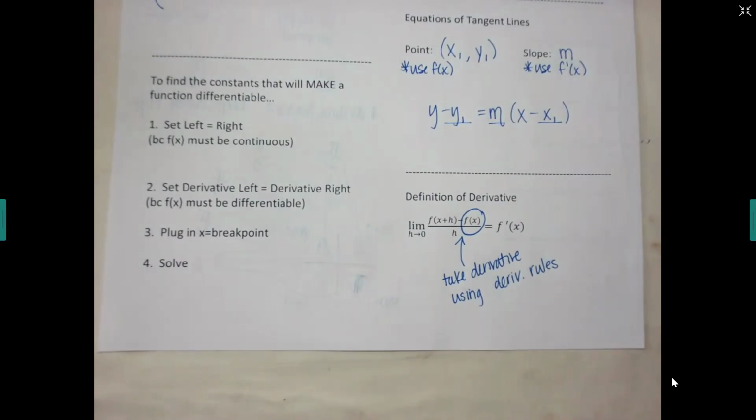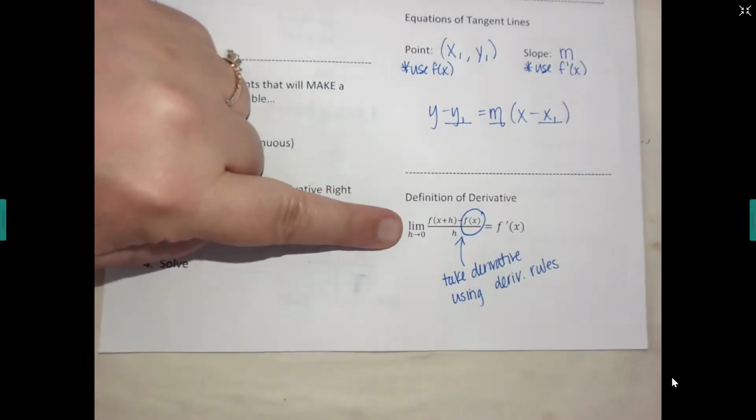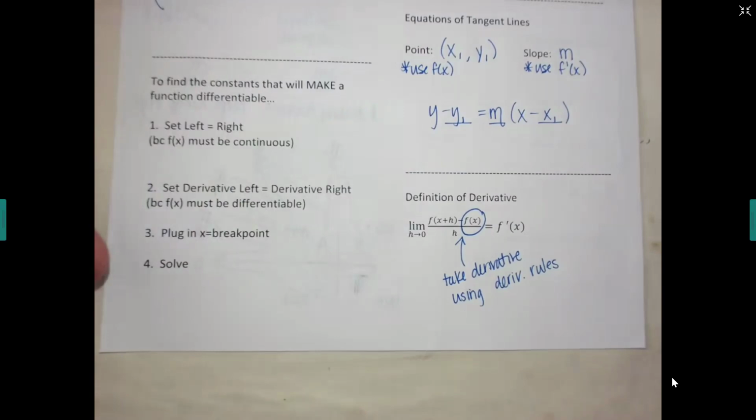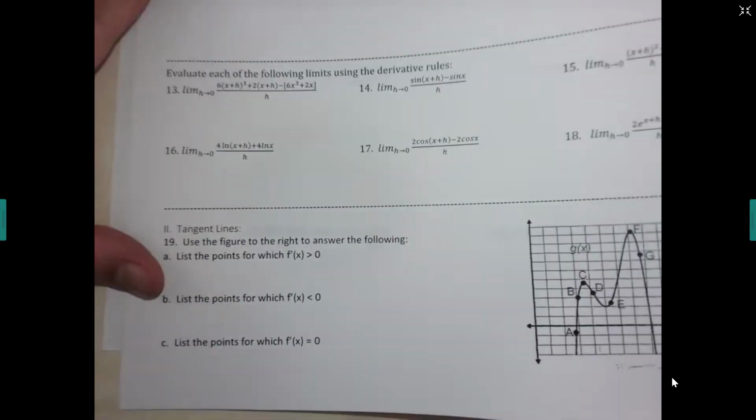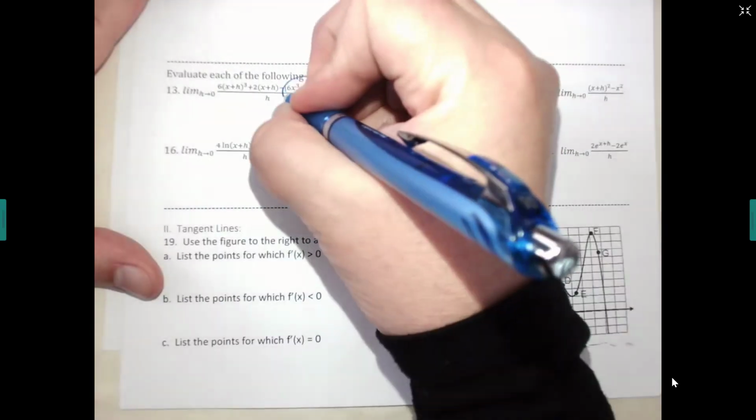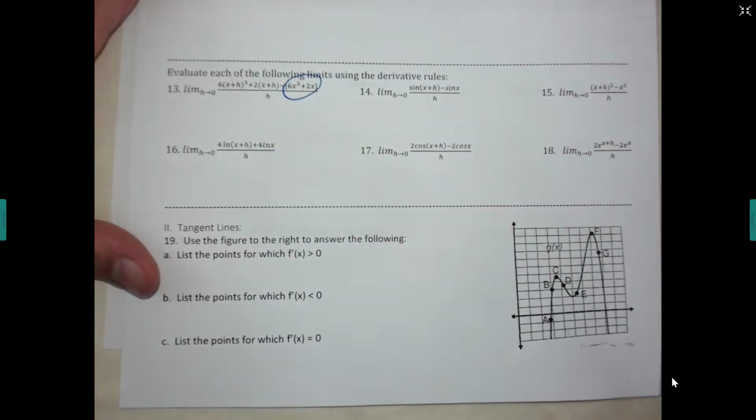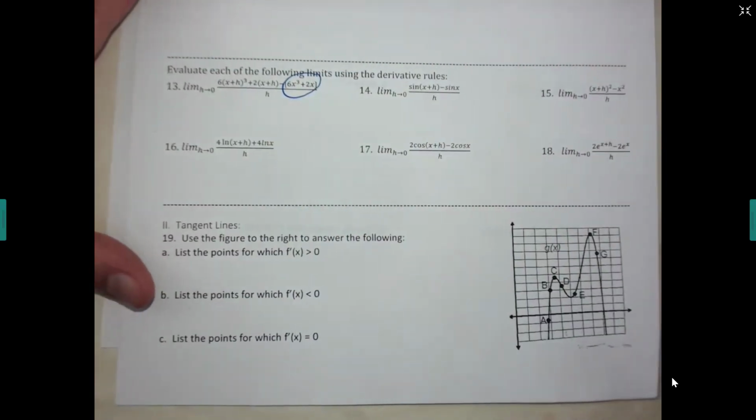These should be super easy. All you have to do is circle f of x and take the derivative. So taking a look at number 13, remember f is behind the minus. So on 13, this is my f, and you're just going to take the derivative. What's the derivative of that?